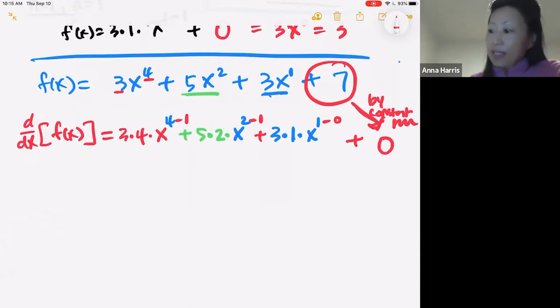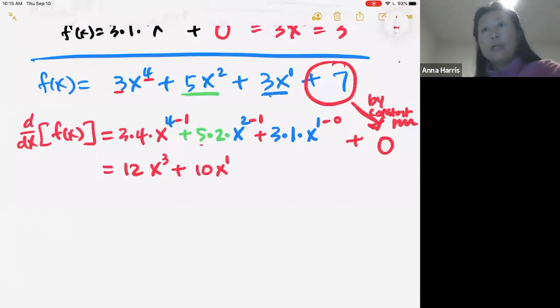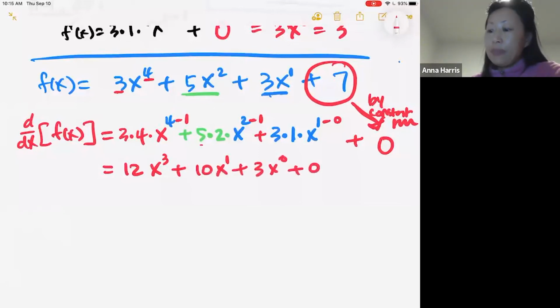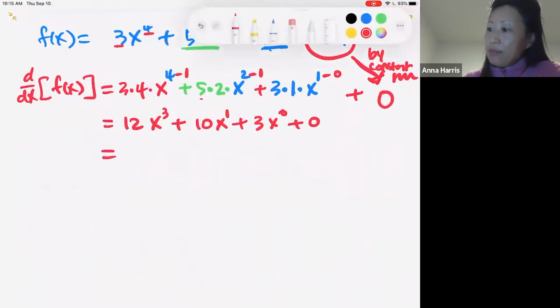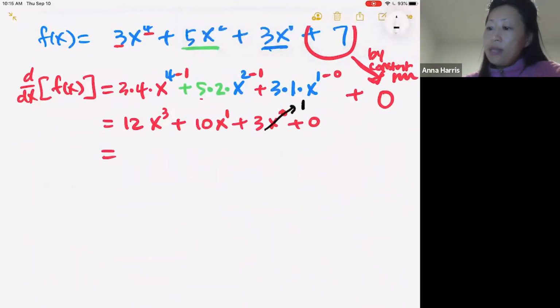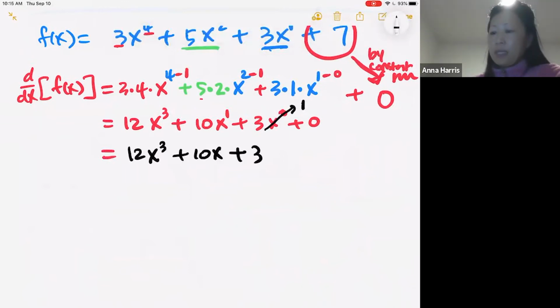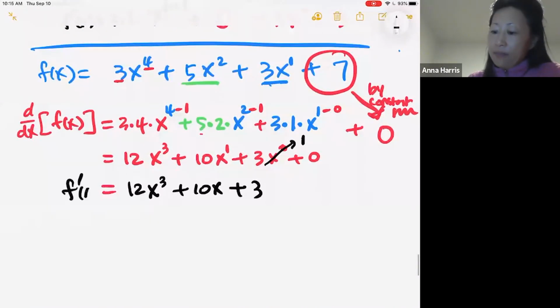So now let's just simplify this. 3 times 4, 12, x to the 3rd power, 4 minus 1 gives me 3 power, plus 5 times 2 gives me 10, x to the 1 power. Next one is 3 times 1 is 3, and x to the 0 power, that 0 is a 0. So I don't even have to write down this anymore. By the way, does everybody see that? A 0 power is the same as 1. So I simply have 12x to the 3rd plus 10x plus 3. So I'm done. So that is my f prime.